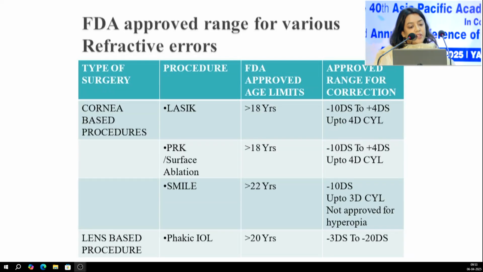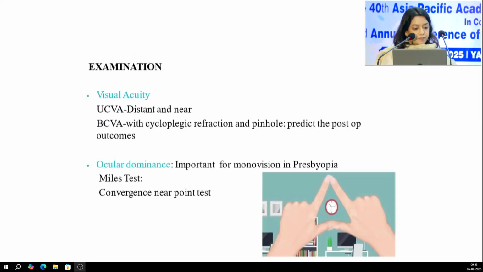The FDA-approved range for various refractive procedures are the following: LASIK minus 10 diopters to plus 4 diopters. SMILE is minus 10 and up to 3 diopters of cylinder can be corrected. However, the range can be increased if we are using a lens-based procedure.